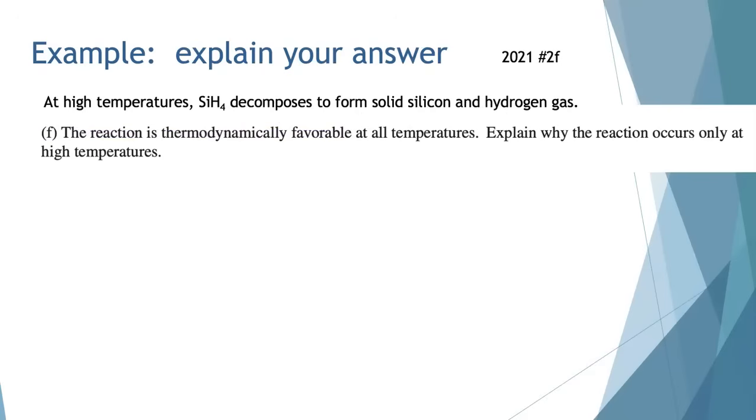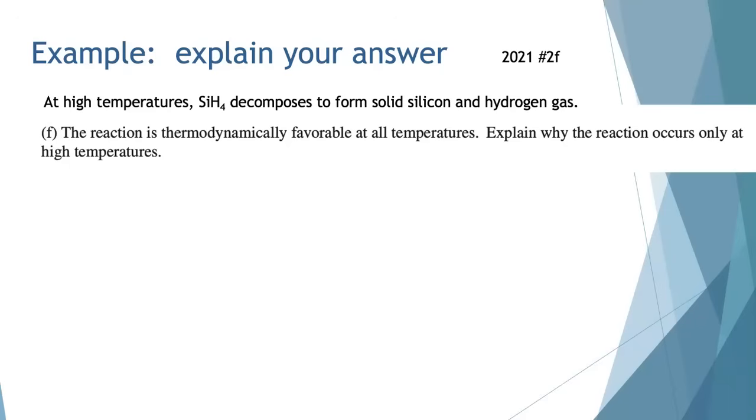Here's an example of explaining your answer. This is from the 2021 exam. At high temperatures, the compound silicon tetrahydride decomposes to form solid silicon and hydrogen gas. And there were other parts of the question that asked you to write out a balanced equation, etc. The reaction is thermodynamically favorable at all temperatures. Explain why the reaction occurs only at high temperatures.